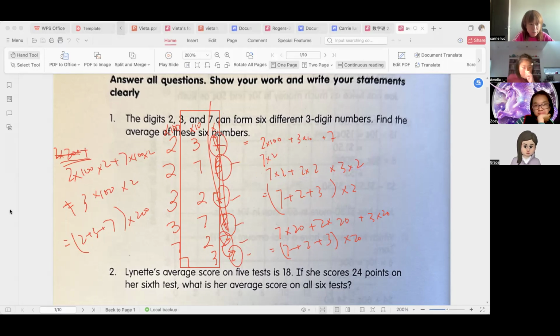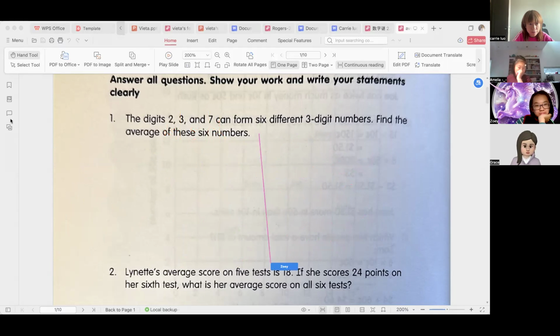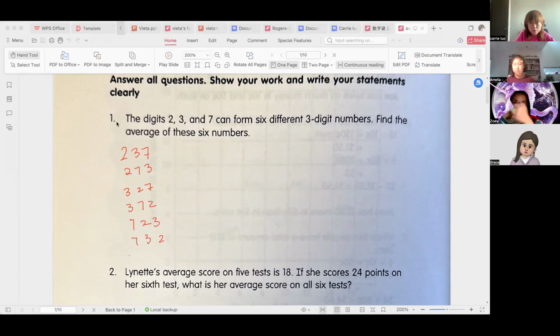Okay, I'm going to do it again. I think you still don't understand. Okay, so let's take a look at this one. So we have 237, 273, and 327, and 372, and 723, and 732, correct? So let's just study this three-digit number first.